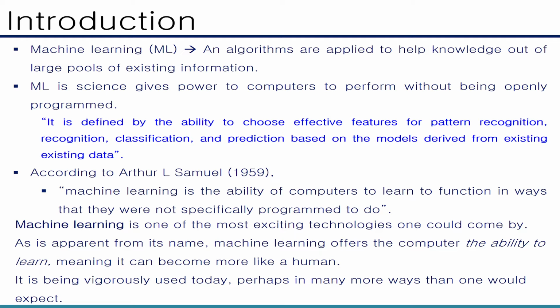Machine learning is where algorithms are applied to help mine knowledge out of large pools of existing information. So here come algorithms. Algorithms are not only for technical people. An algorithm defines the process, the method, how to use and apply it in the system. That is the algorithm. So algorithms are applied to help get knowledge out of large pools of existing information.